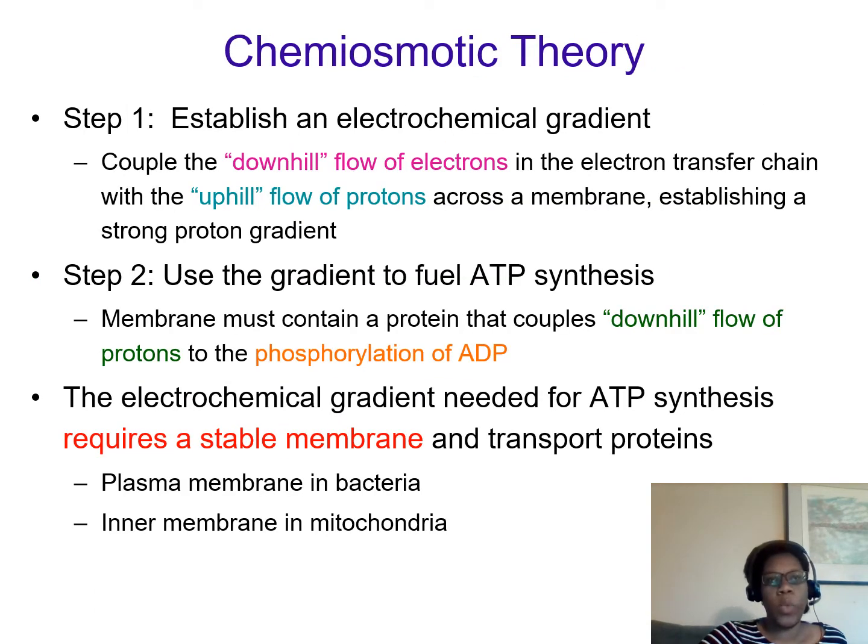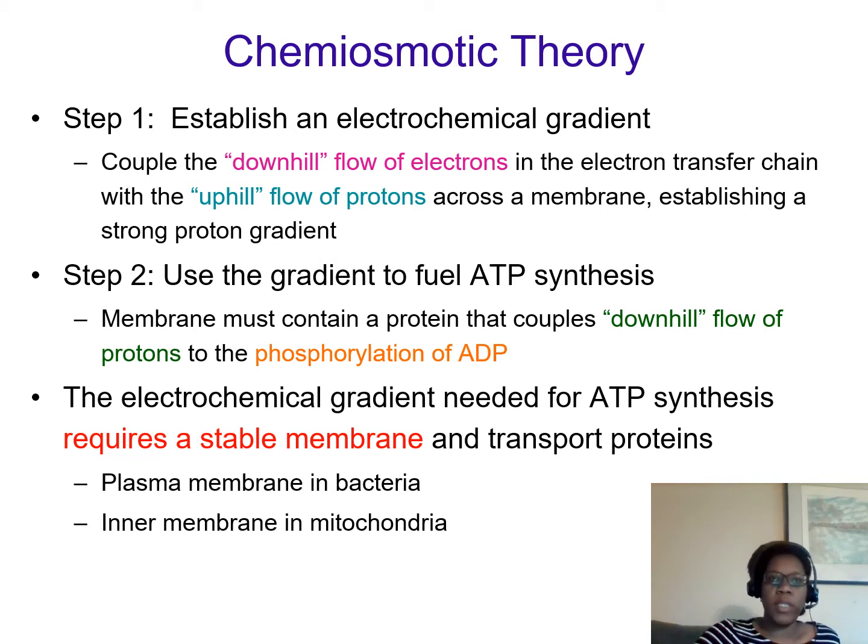Sometimes you would hear these steps of coupling the electrochemical gradient with ATP synthesis called the chemiosmotic theory. So it's not called that as much right now, but your book does refer to it sometimes as the chemiosmotic theory. And what is that? So we know that we're coupling energy created from the electron transfer to fueling the synthesis of ATP.